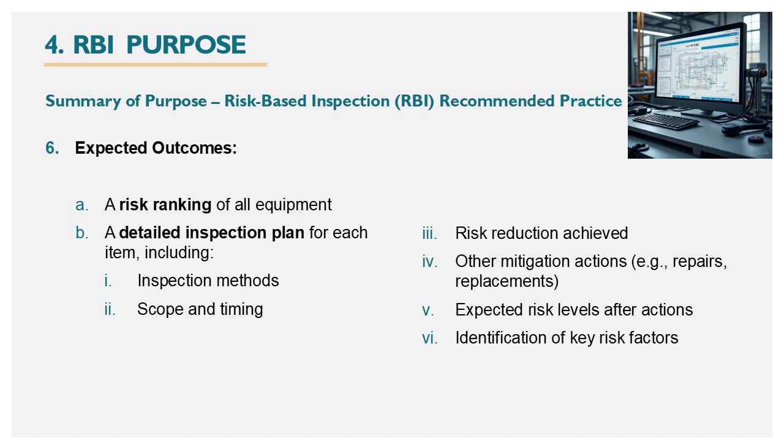Number 6 of RBI purpose is expected outcomes, includes, number A, a risk ranking of all equipment. Number B, a detailed inspection plan for each item, including, the first is inspection methods, the second is scope and timing, the third is risk reduction achieved, the fourth is other mitigation actions such as repairs and replacements, the fifth is expected risk levels after actions. And the sixth is identification of key risk factors.